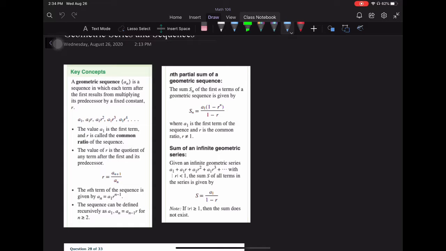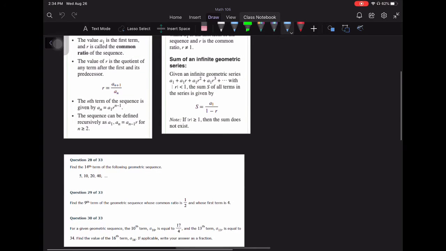Hello, we are going to continue our conversation about sequences and series. We're moving from arithmetic sequences to geometric sequences and series, and that's when we're multiplying by something. We are not adding or subtracting a common difference.